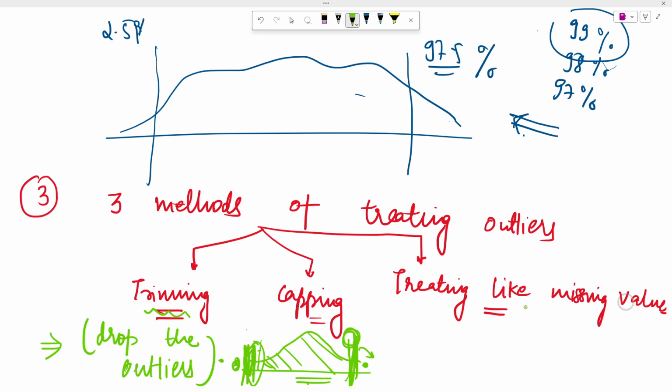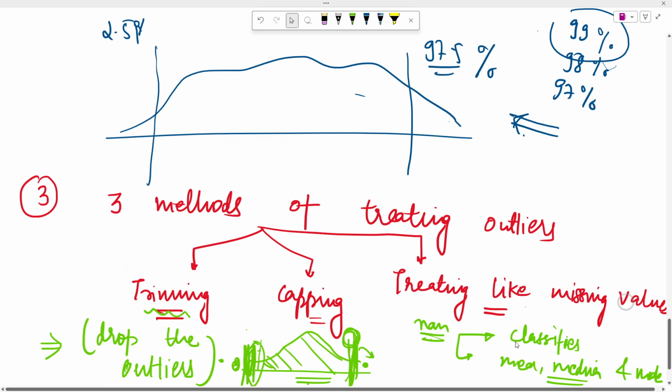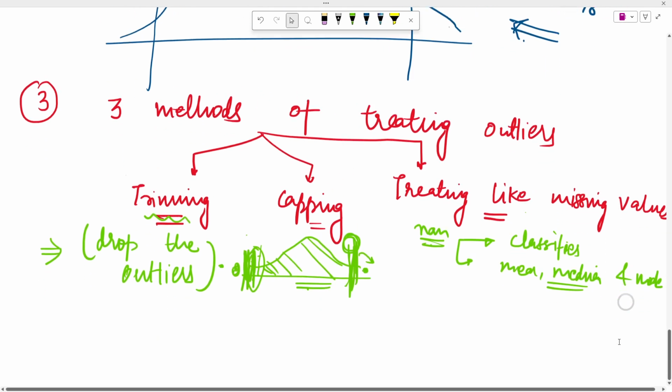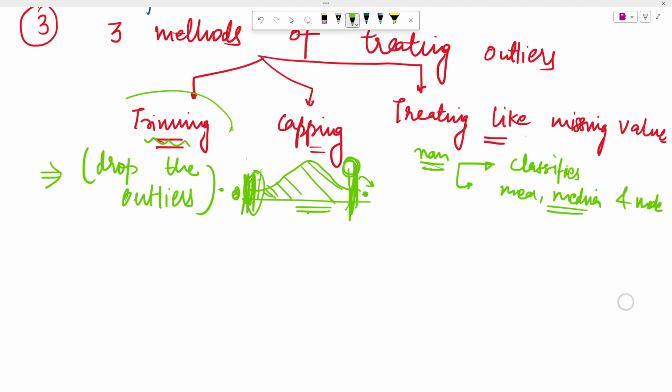The third one is where we consider outliers as NaN values, and we do imputation, as we discussed, using a classifier model or using statistical techniques like mean, median, and mode. Guys, please do refer to the video on how to treat missing values. I've already uploaded this video in the playlist, so definitely check it out. This will be helpful to understand this. Generally, we go with the trimming approach, and if the dataset is small, we do the capping approach. Rarely we use missing values, right?